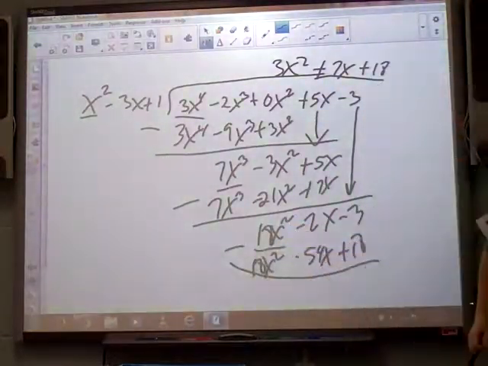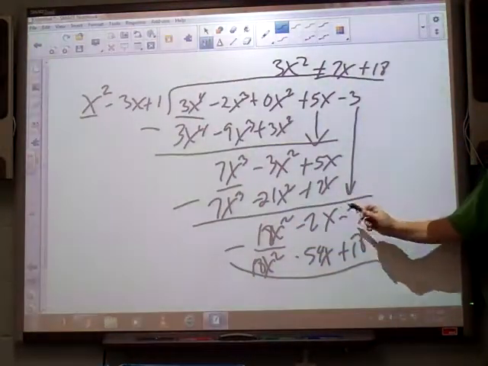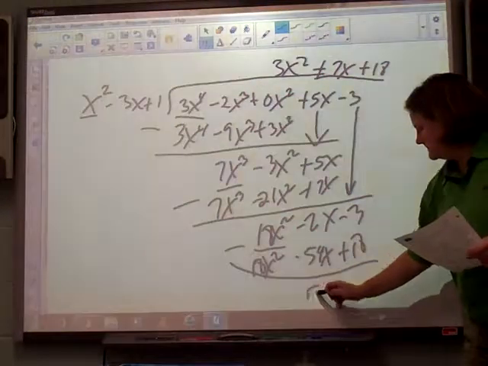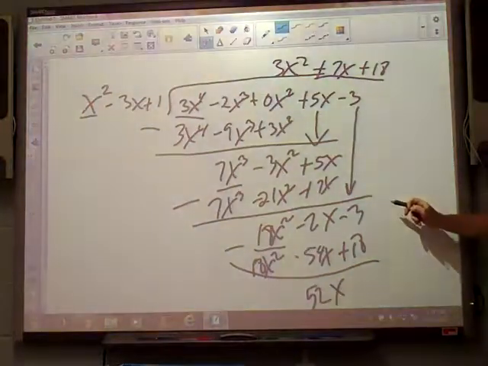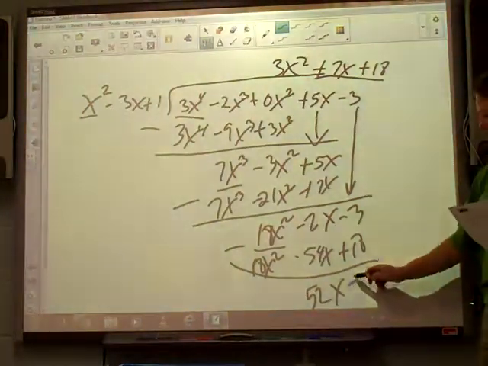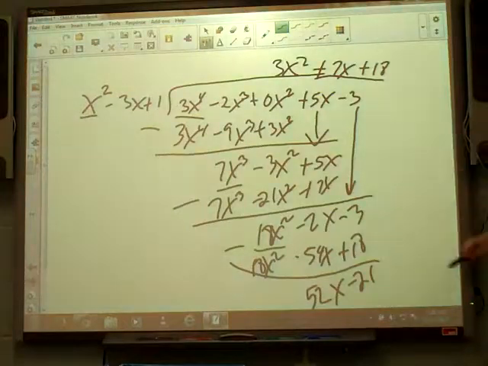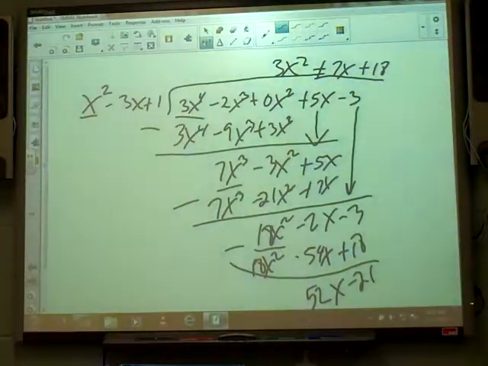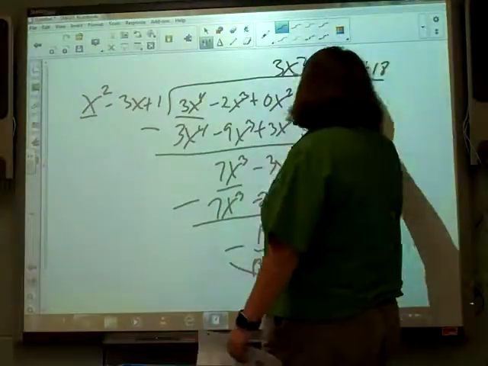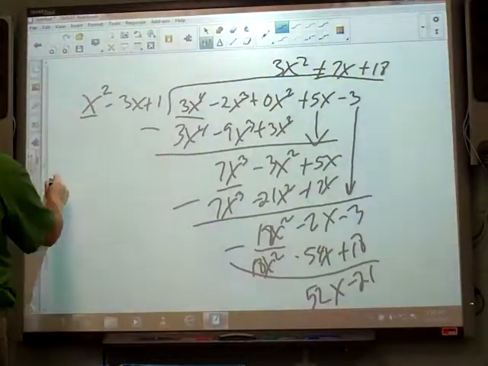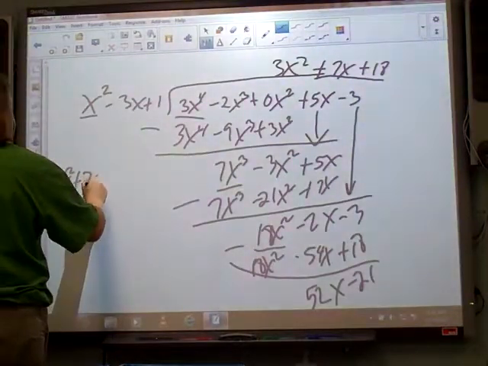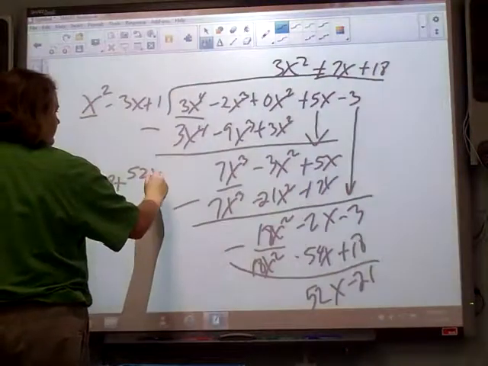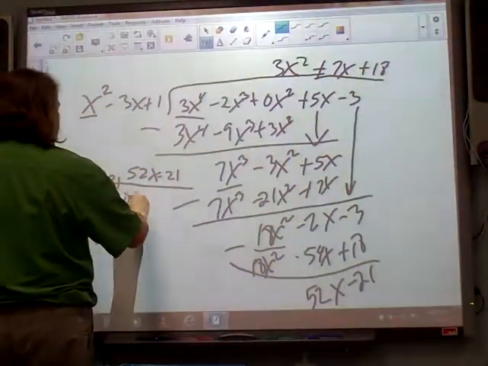Subtracted on that, that's nothing. Negative 2 minus negative 54 is 52. And negative 3 minus 18 is negative 21. There's nothing else to bring down. We've already brought down everything, so that means this is your remainder. So to write your answer, you got what we had on top: 3x squared plus 7x plus 18 plus my remainder over what I divided by.